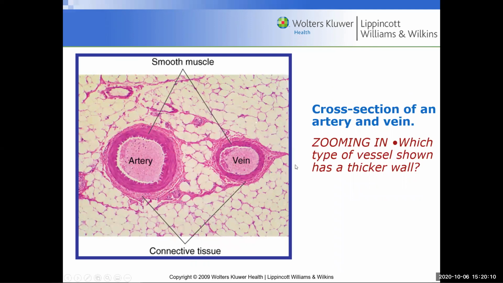Okay, so here we're looking at a cross-section of a vein and artery. Could we tell the difference? Yes, we could. Arteries are generally wider, as we see here. Their lumen is larger than the corresponding vein, and also that smooth muscle layer is thicker. So those are some important differences between arteries and veins.